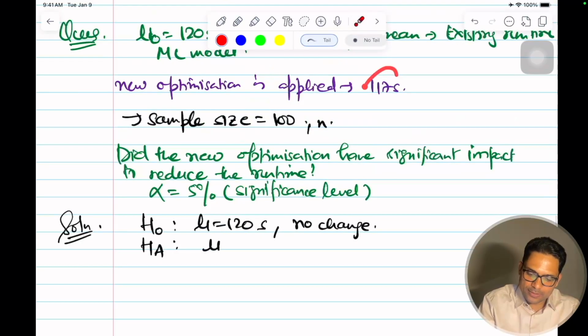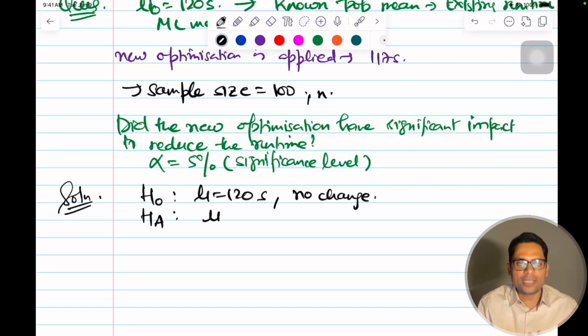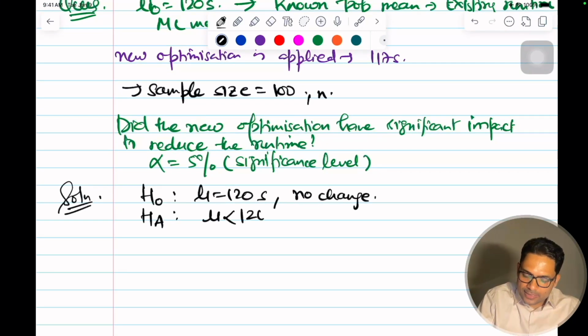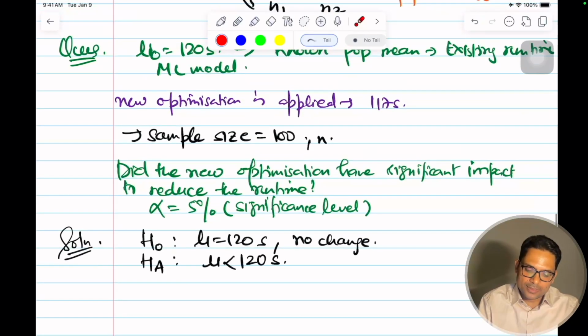My alternate hypothesis is that it has reduced. We have found that the sample runtime is 117 seconds. So my alternate hypothesis is that it has reduced significantly due to the new optimization, that it is less than 120 seconds. This is the claim we need to validate. We did 100 runs and got some data, and the mean of that data was 117, and the one-sided z-test will confirm this.